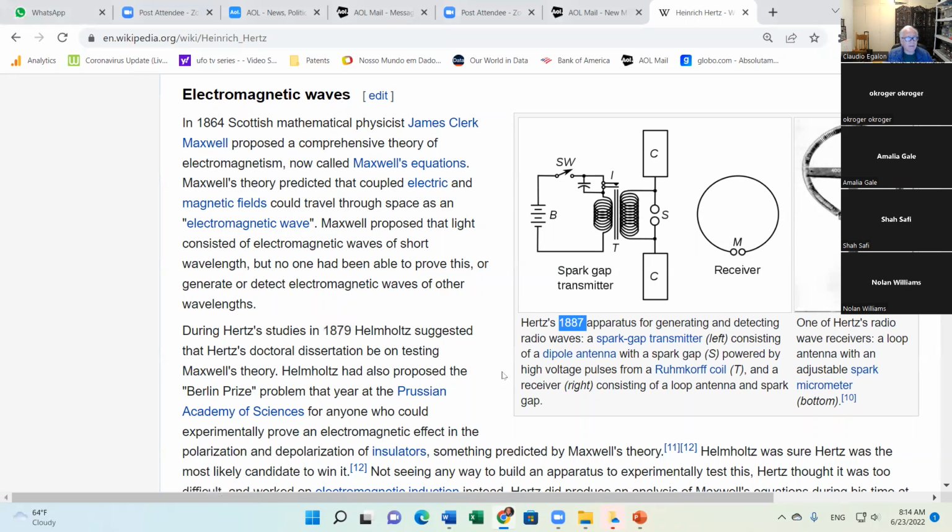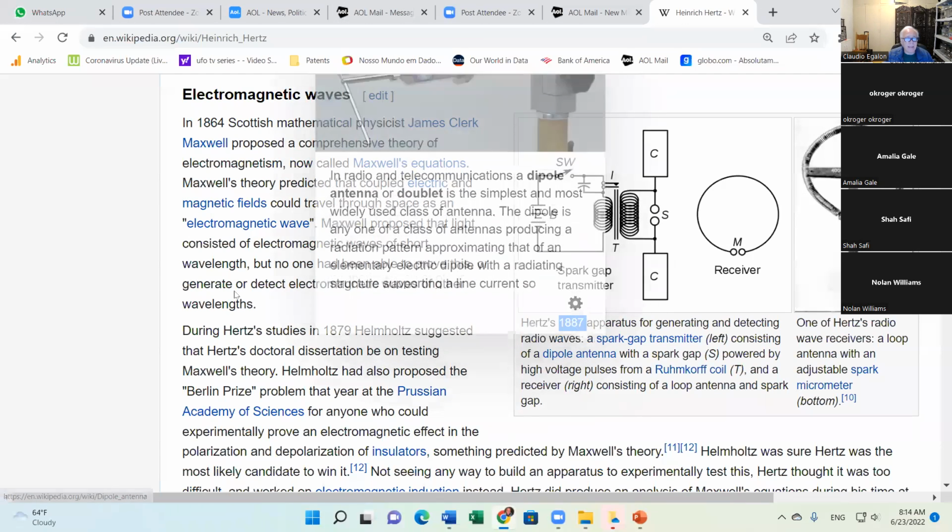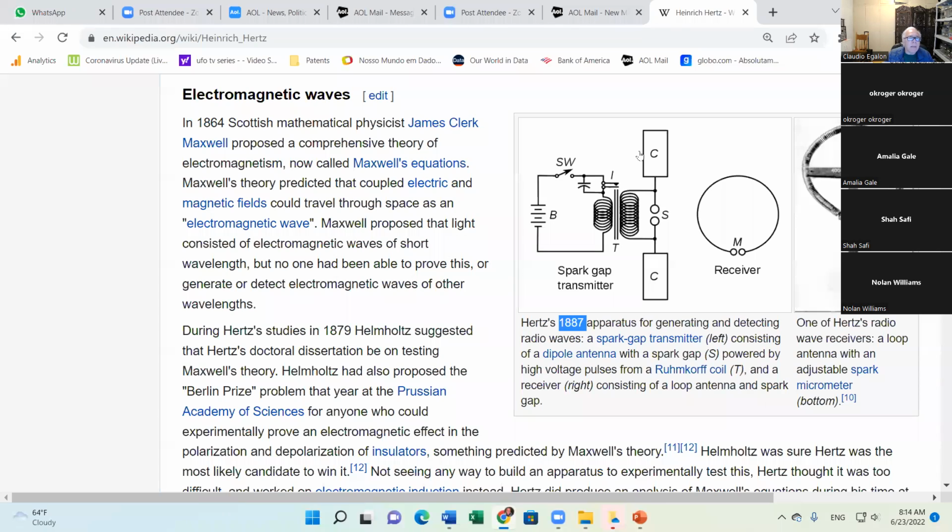So 1887, that was the apparatus, a spark gap transmitter. That's the transmitter, that's the receiver. Okay. This transmitter here is considered a dipole antenna. Why a dipole antenna? Because one end of this device is positively charged, and the other one would be negatively charged. So it behaves like an electric dipole. Okay, one can be positively charged, the other negatively charged, and it can be the inverse too.